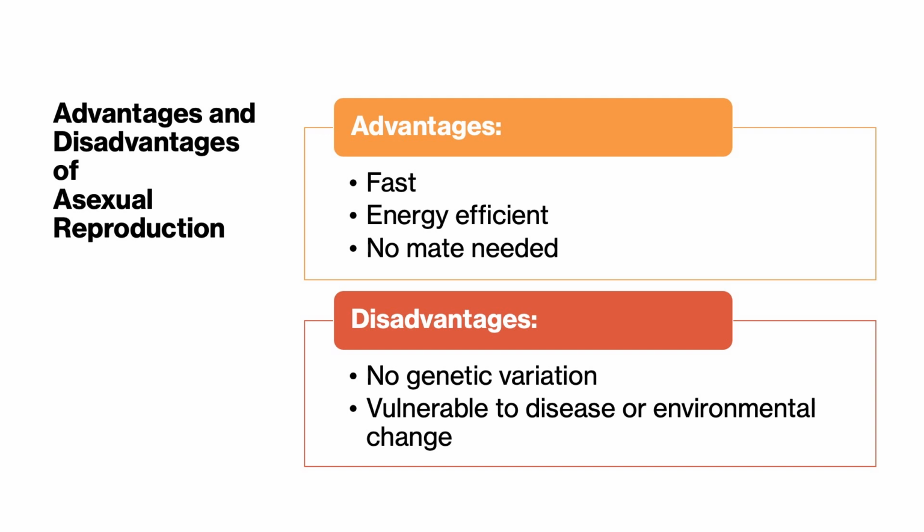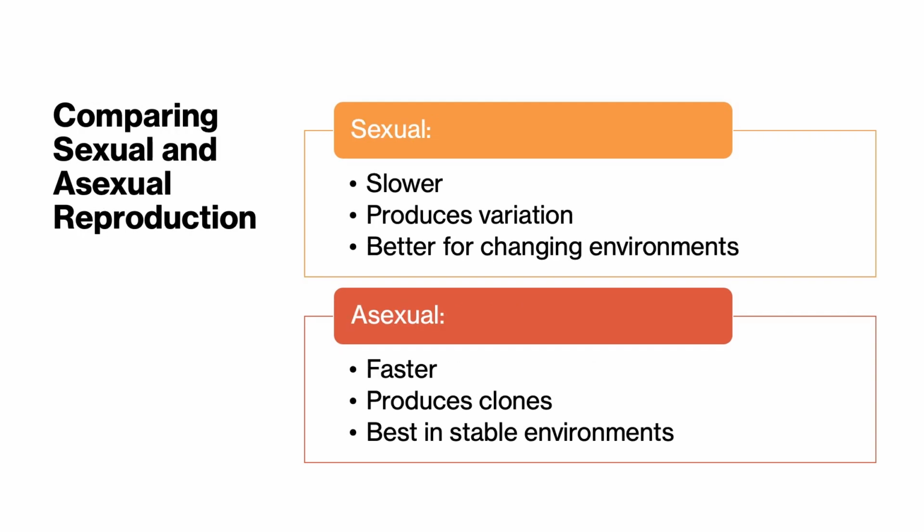If the environment changes or disease appears, all individuals may be affected in the same way, which can increase the risk of extinction. In comparison, sexual reproduction is slower and requires more energy, but it produces variation, which is essential for evolution and survival in changing environments.